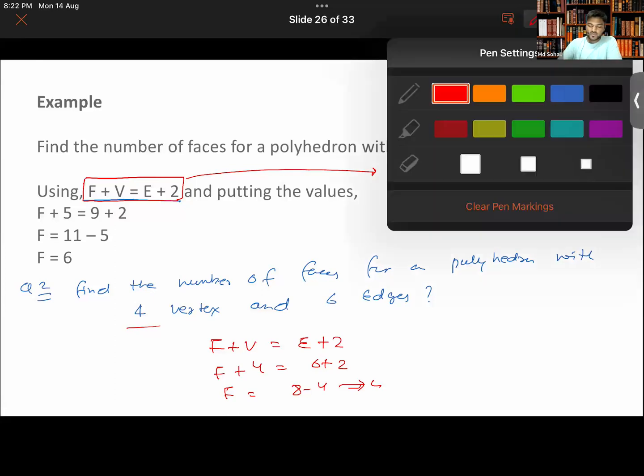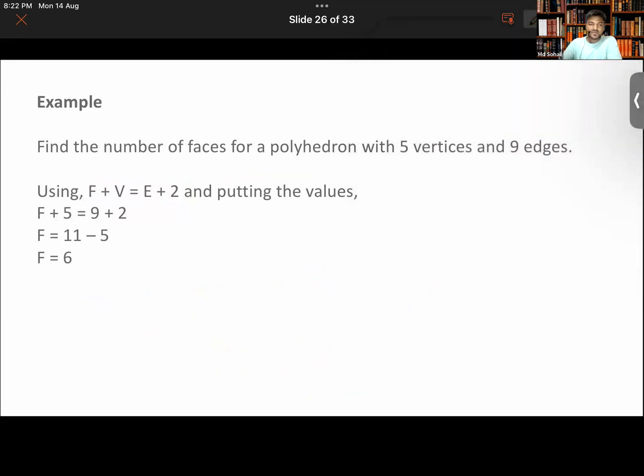Okay, now let's solve one more question. Let's say the number of vertex is 6, number of edges are 12. Find the number of faces. Okay, I'm looking at it. Yeah, that is correct. Very good. That is correct. Good.